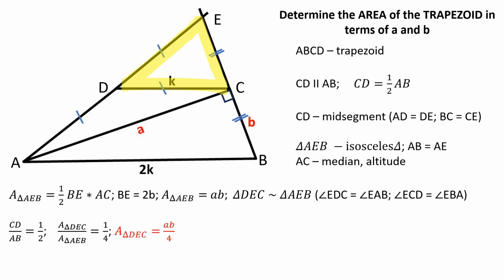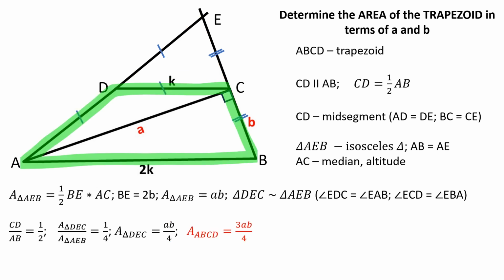We can find the area of the triangle DEC, which is equal to AB over 4. Therefore, the area of the trapezoid ABCD is equal to 3AB over 4.